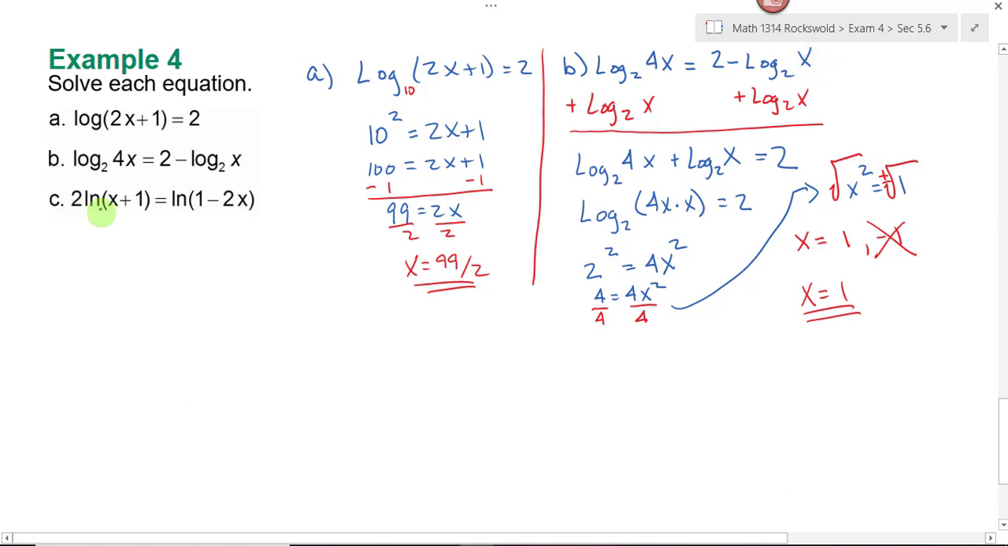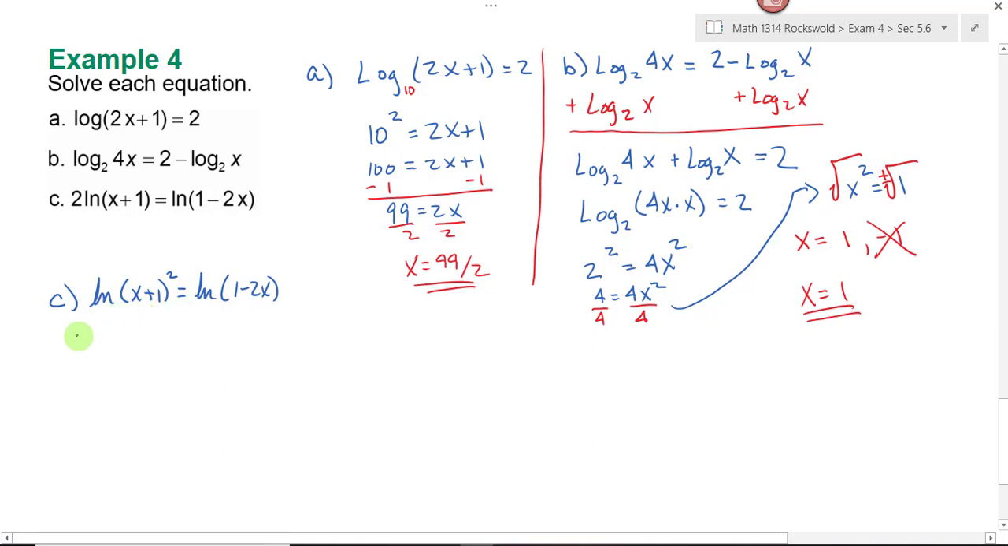On part C, I don't want that 2 out front so that I can have a log equal to a log. Where does that 2 end up? Think about the power rule. We're going to use it in reverse now. I'm not bringing an exponent down front. I'm taking a number out front and I put it in the exponent. So I rewrite this as the natural log of (x plus 1) squared equals the natural log of 1 minus 2x. Now I have a natural log equal to a natural log, and because logs are 1 to 1, that means that if the bases are the same, the arguments also have to be the same.